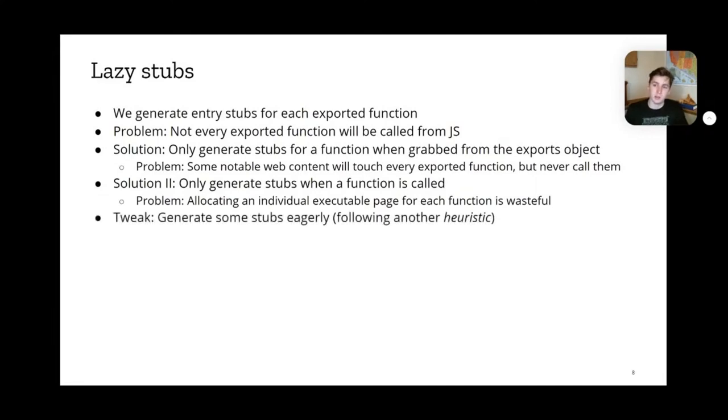So that leads us to a tweak. We generate some stubs eagerly following a heuristic, and the rest we do lazily with the solution two approach, when they're actually called. Now, the heuristic is roughly that any function that's explicitly exported through an export statement will get an eager stub generated. Whereas if you're just in a table or a global, we assume it's not likely that JavaScript is actually going to call you.